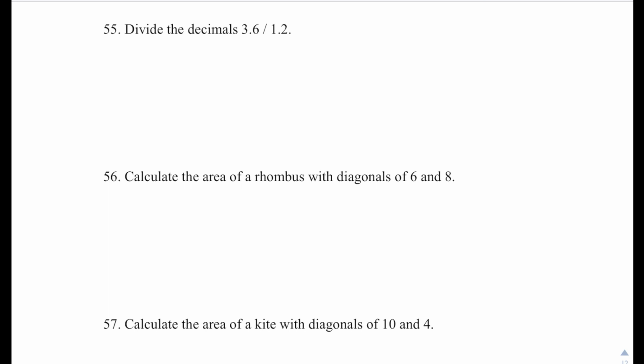55. Divide the decimals 3.6 divided by 1.2. So again, you have a calculator, but you will plug this in and you're going to get 3.